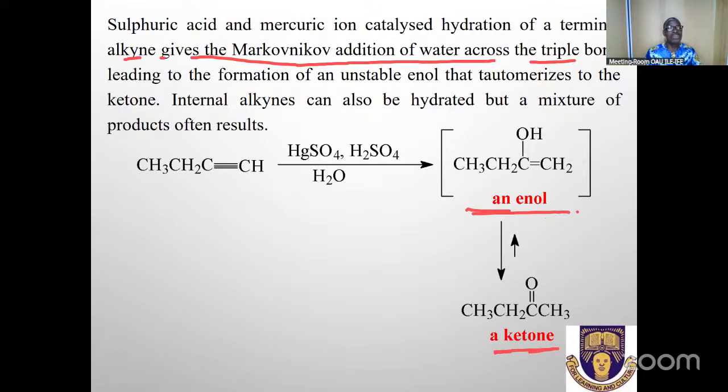While if you use sulfuric acid with mercury sulfate or mercuric ion as a catalyst in the presence of water, a Markovnikov addition of water across the double bond will be obtained, and this results in a carbonyl compound known as ketone. Let's take note of all this.